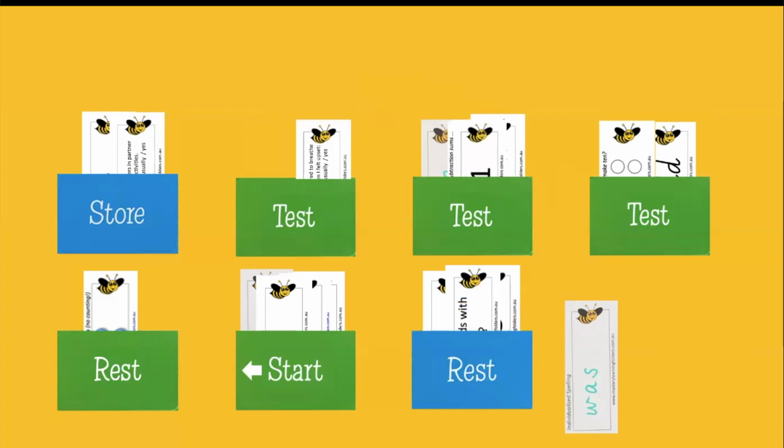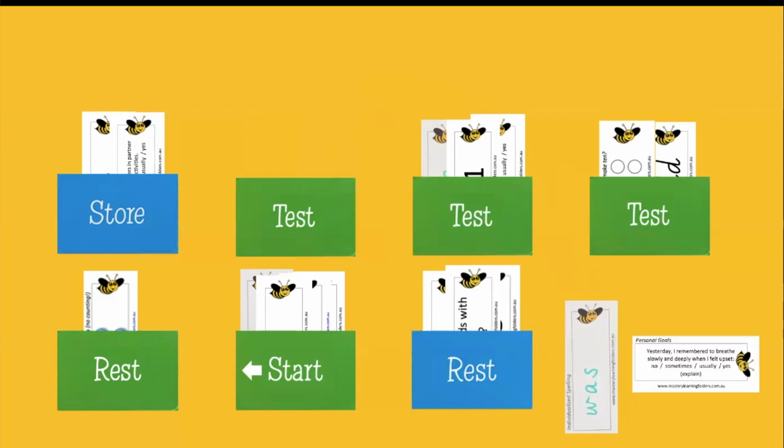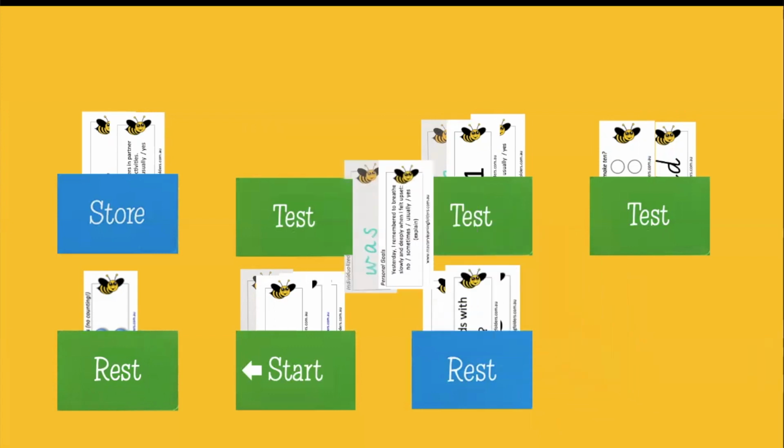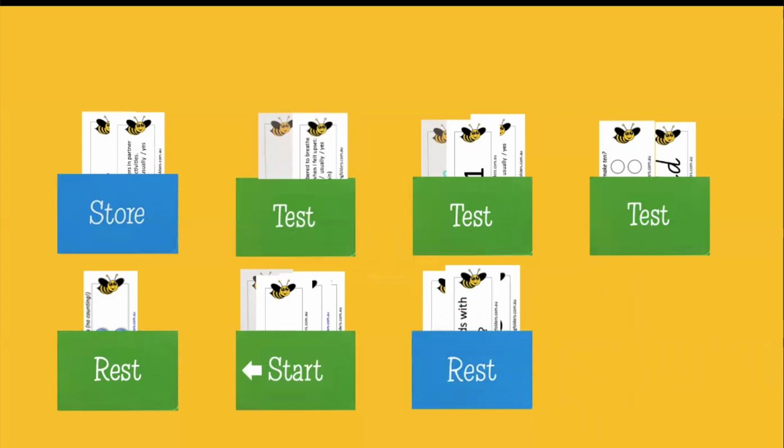The next flashcard is for the student to identify if it's an odd or even number. The number was correctly identified as odd. The tutor could ask, what's another odd number in the hundreds? Another personal goal. Yesterday, I remembered to breathe slowly and deeply when I felt upset. So the student may say, no, I didn't remember to do that yesterday or today. And so the tutor can have a chat about that, and those two flashcards that were incorrect go back to the same pocket.